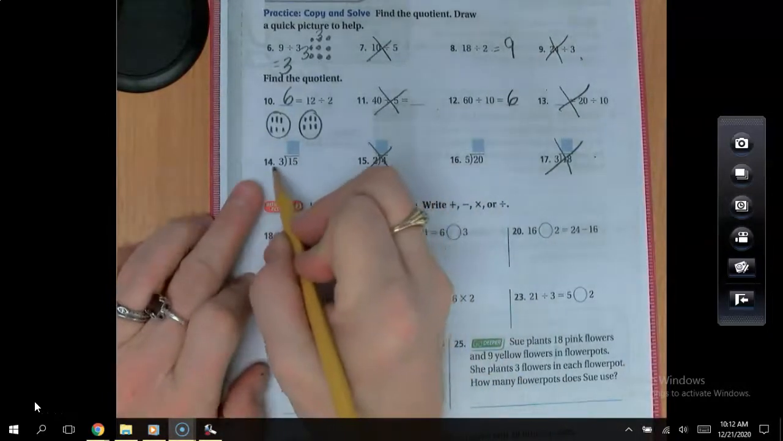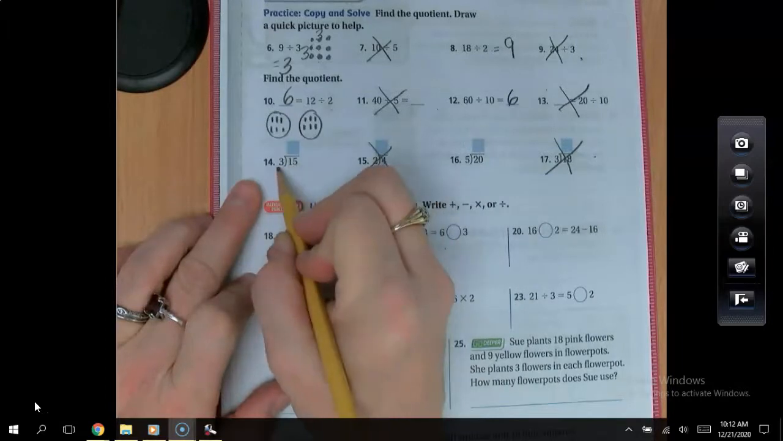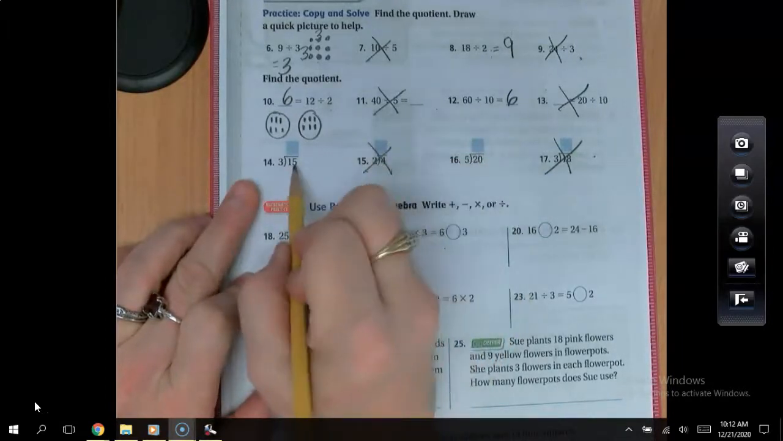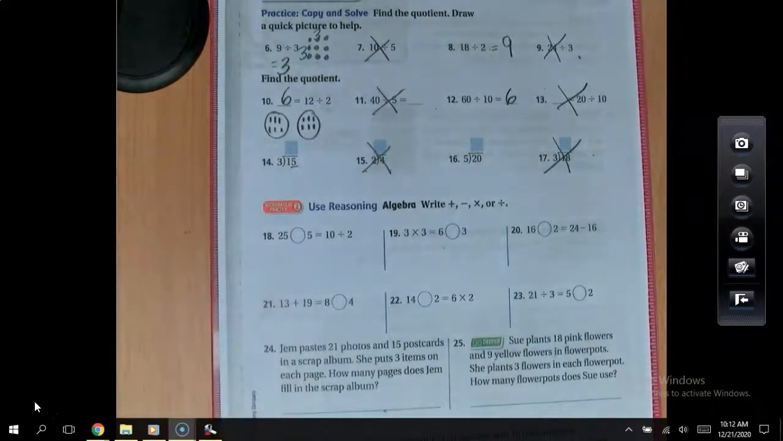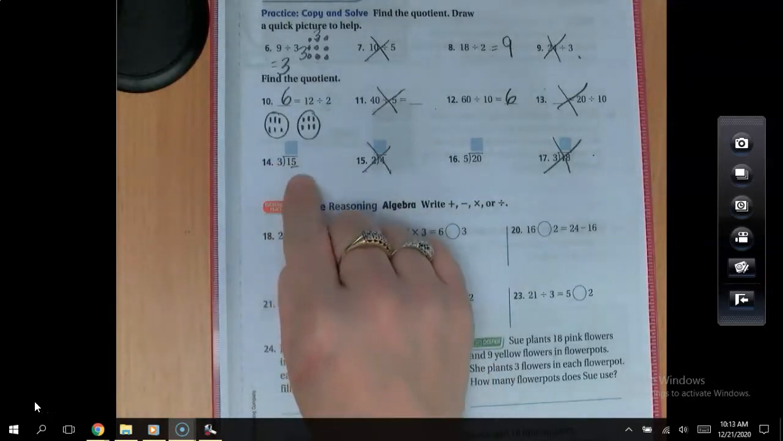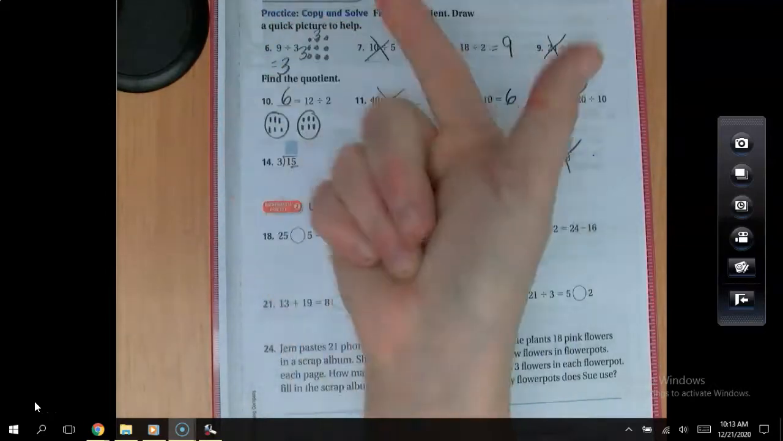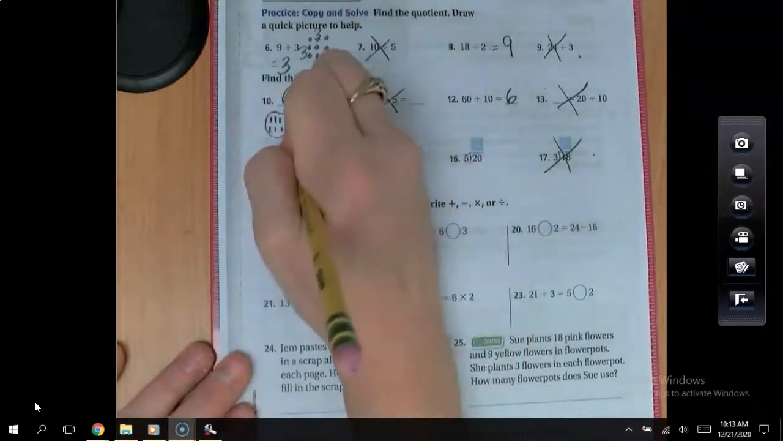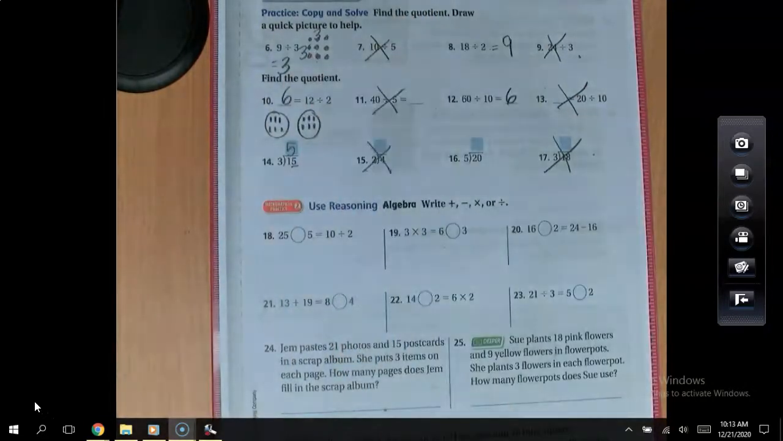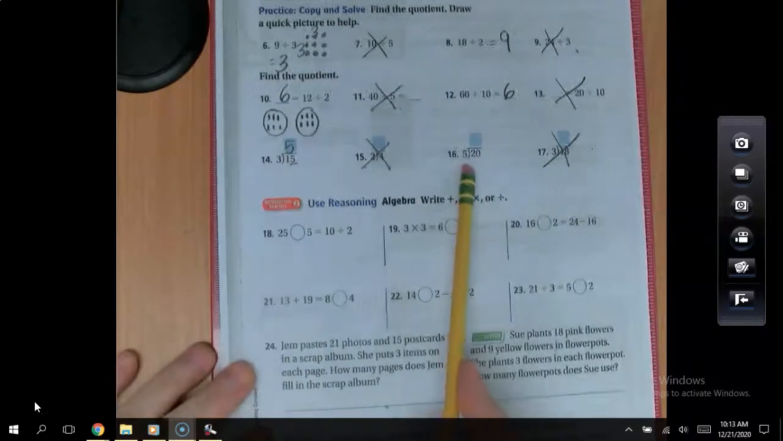All right, moving on. 15 divided by 3 equals what? Boys and girls, look, 15 ends in a 5. So if I have a product or a quotient that ends in a 5, then that tells me I'm probably multiplying by a 5. Let's try it. Let's count by 5s 3 times and see if we get to 15. 5, 10, 15. So my answer is 5. My quotient is 5. Oh, lucky us, we got another 5.